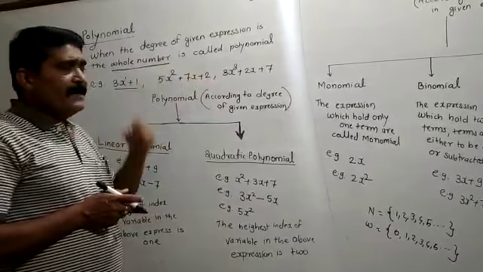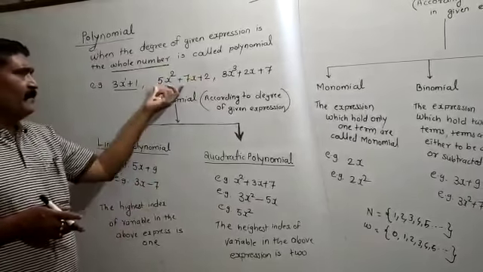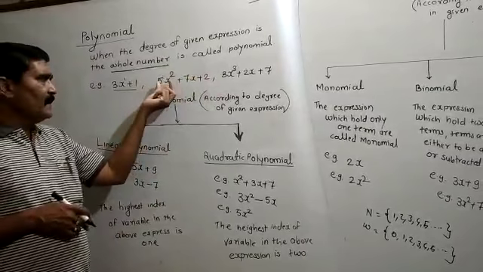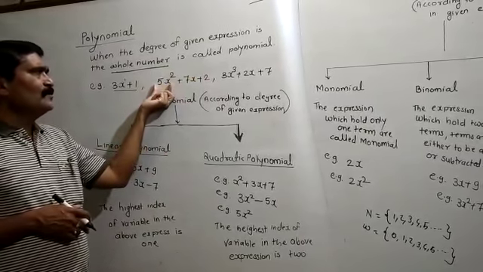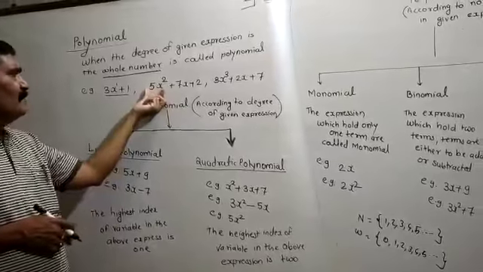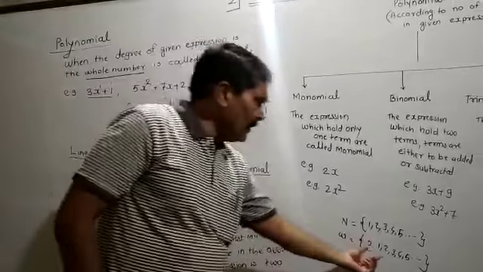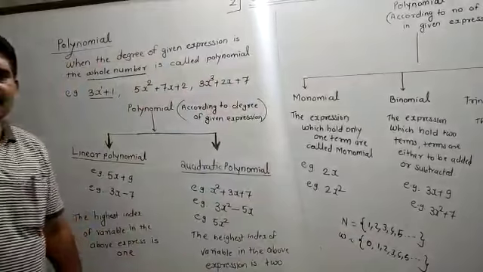So what is the meaning of the degree? The highest index of the variable is called the degree. The degree of this polynomial is 2. So you have to say that this 2 is the whole number, 2 is the whole number, so you have to say that this is also the polynomial.